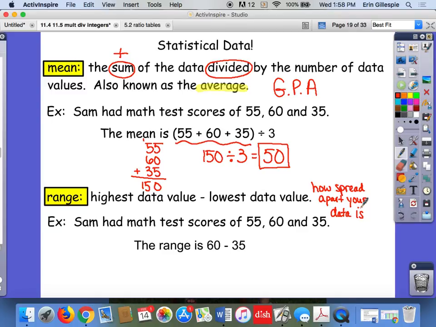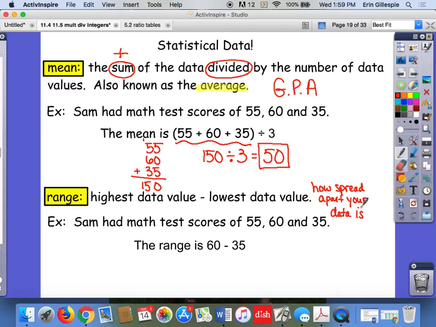If our data is really spread apart, that means we've got some really high numbers, some really low numbers, and so maybe our mean, our average isn't a really true representation of what that person's average is. We can have what's called outliers, so things that are really, really high or really, really low that mess up the data. So a small range means you have some pretty consistent data. A large range means you have data kind of all over the place.